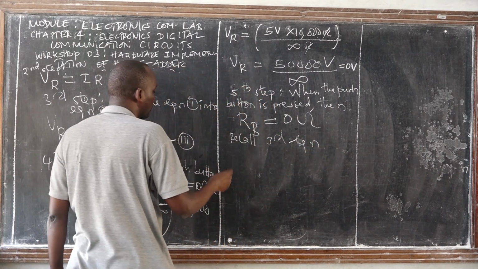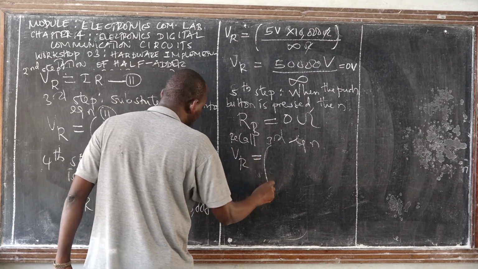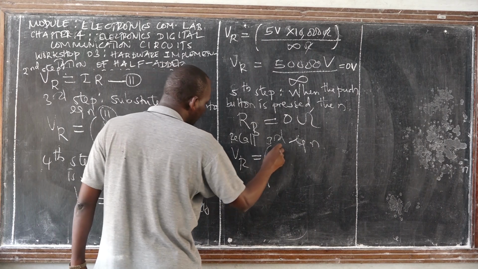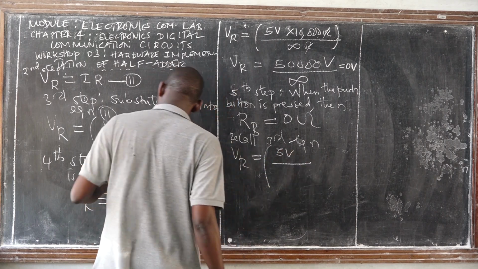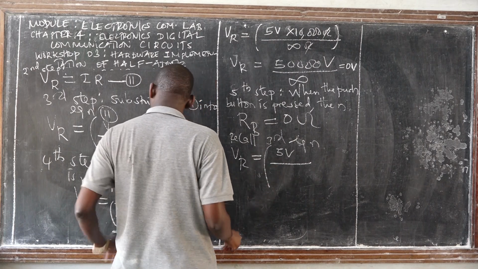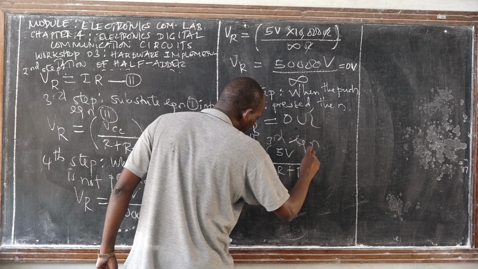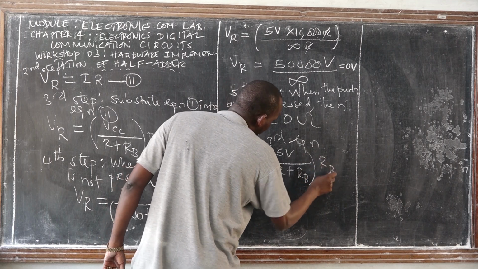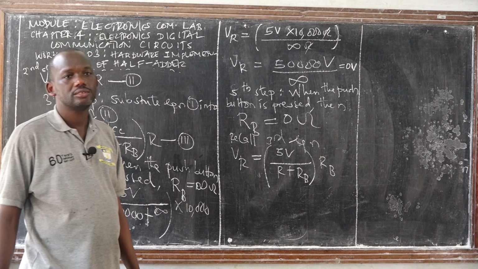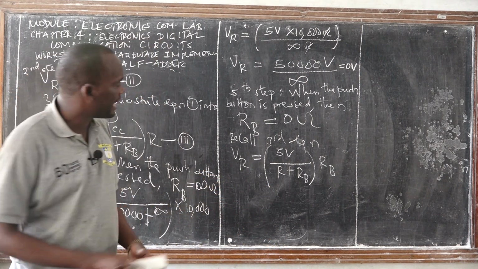Engineering is all about equations. Once we recall the third equation, the voltage across the resistor is equal to VCC, which is 5 volt, times resistor over resistor plus resistance of the push button, multiplied by resistance of the push button. Is it clear? How did I get this?